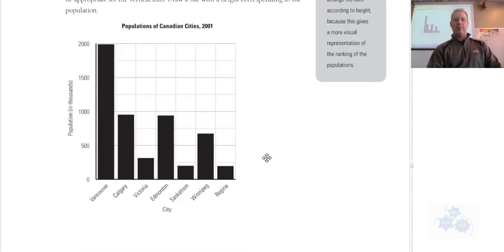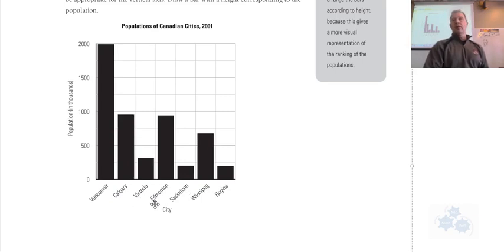So this is what it looks like. Okay? So on a bar graph, notice that we would still have certain values, in this case cities, on the horizontal part of the graph. And of course this would still be the independent variable, really.